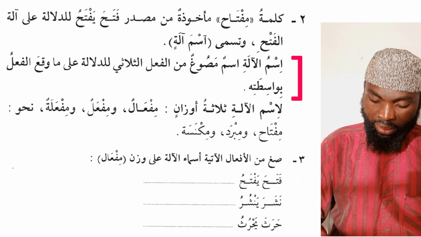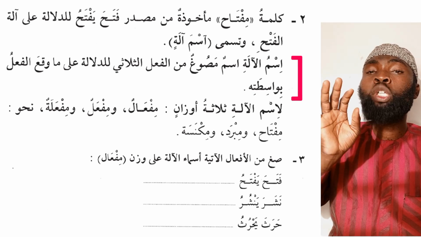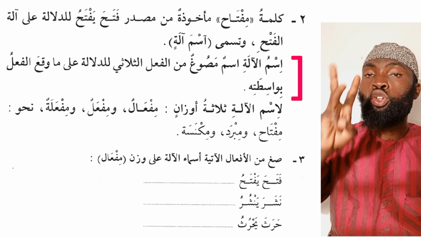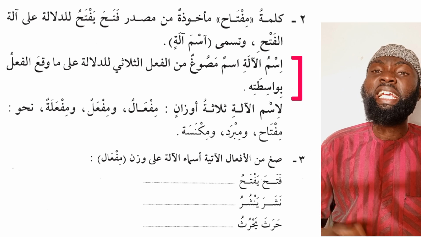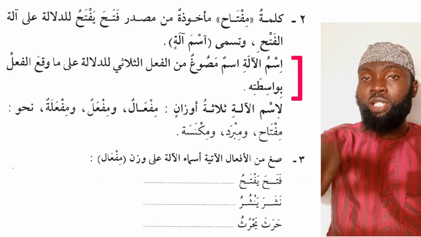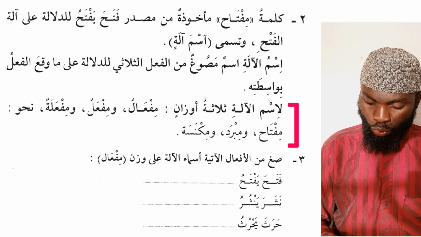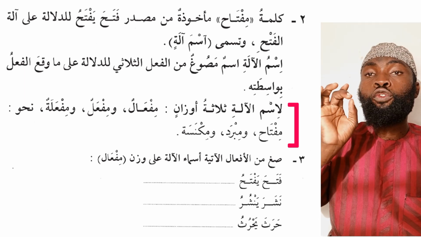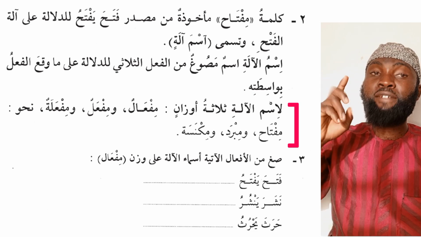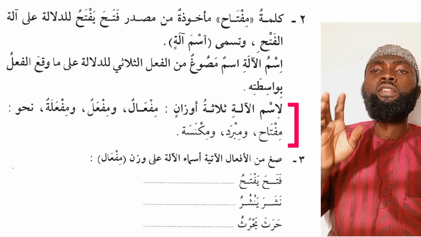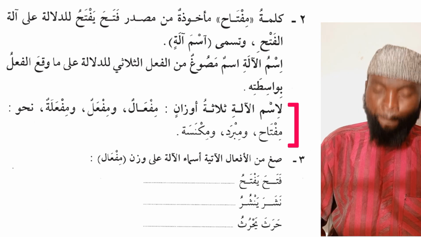Ismul ala, the noun of utility, is a type of noun, masugum min al-fi'l thulathi, which is usually formed from a three-letter verb, لِلدَّلَالَةِ عَلَى مَا وَقَعَ الْفِعْلُ بِوَاسِطَتِهِ, in order to show the tool which is being used to perform an action. Now we have l'ismil ala thalathatu awzanin. The noun of tools has three scales of measuring it. The first scale is mif'alun. The noun of tool, some of them will come under the pattern of mif'alun or mif'alun or mif'alatun.